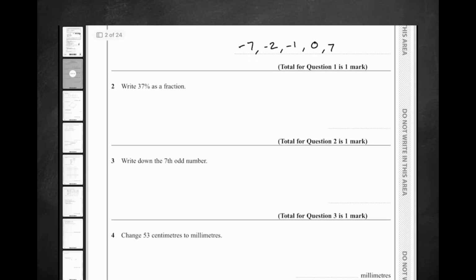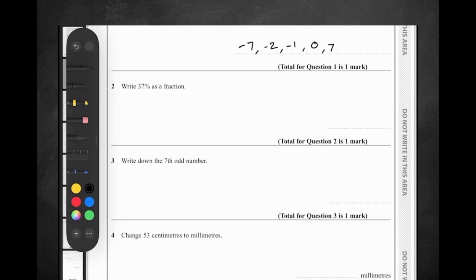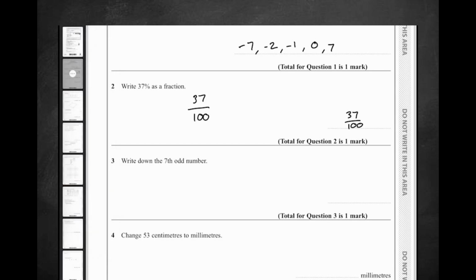Question 2. Write 37% as a fraction. So when we're changing a percentage to a fraction, we just have to divide it by 100. So our fraction is just 37 out of 100. And 37 is prime, so we cannot simplify that any further.